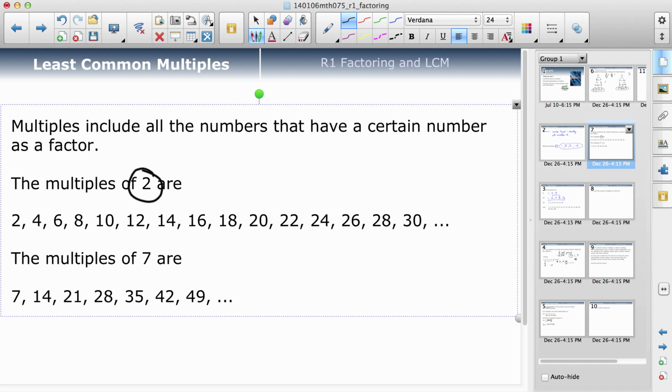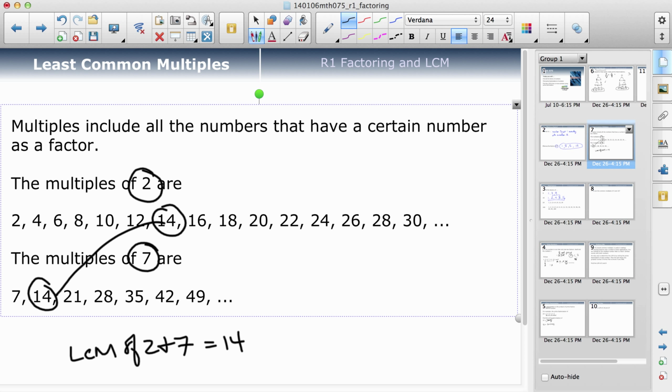So if I wanted to find the least common multiple of the numbers 2 and 7, I could write down all the multiples of 2, write all the multiples of 7, and then look for the smallest one that's the same. So 2, 7, 14, 14, there's 14. So those numbers are the same. So my least common multiple of 2 and 7 would be 14.